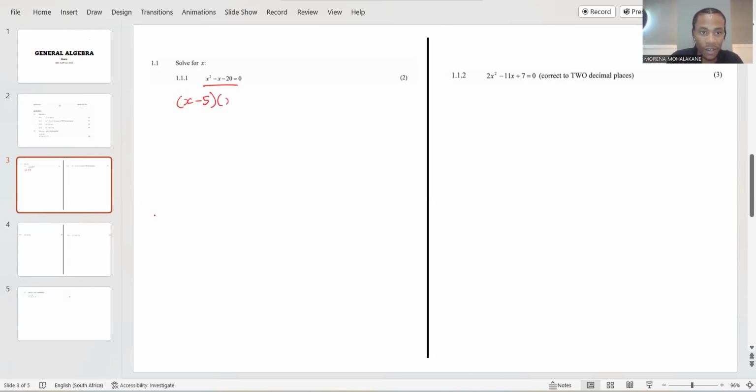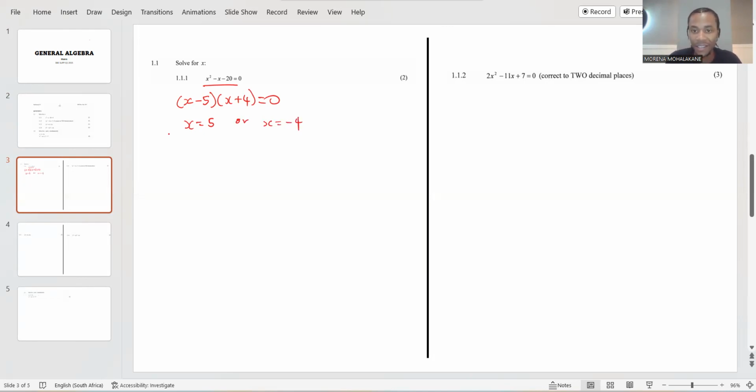So you're going to have this, and then this is equal to 0. So x is equal to 5, or it is equal to -4. There's your first 1 minute.